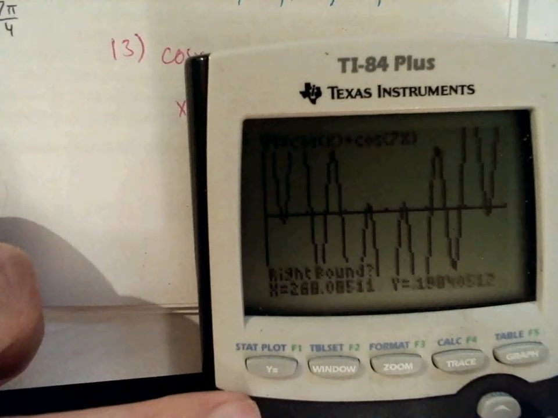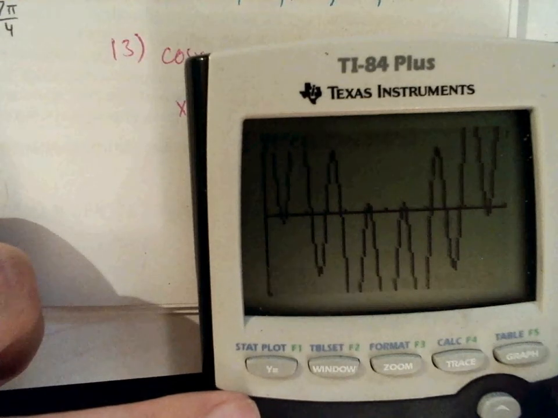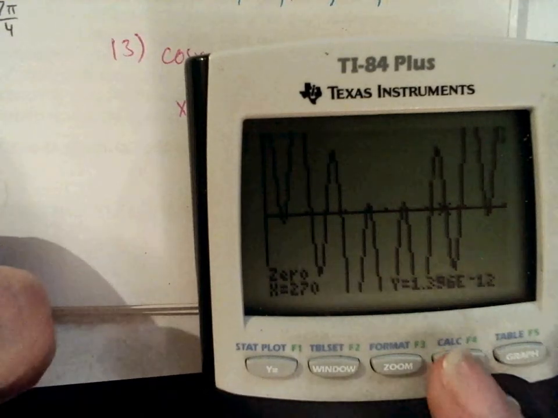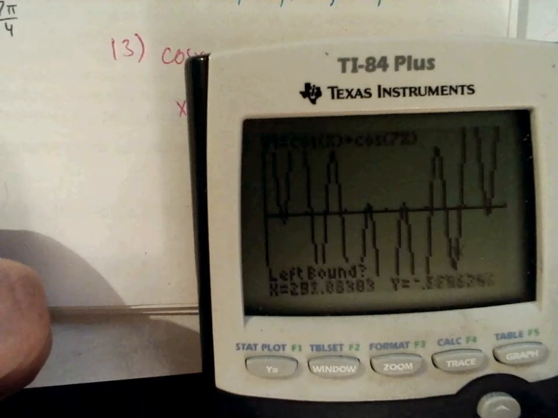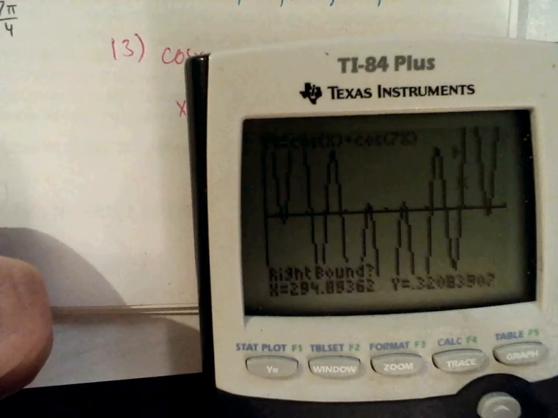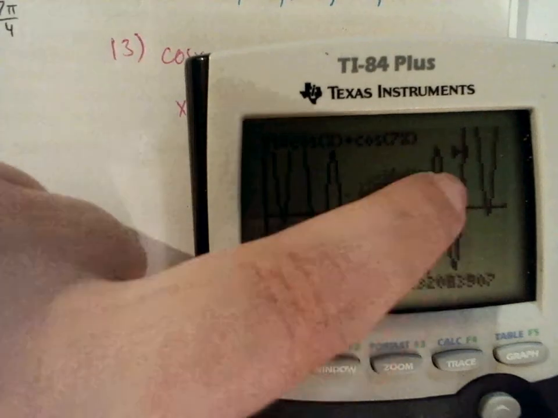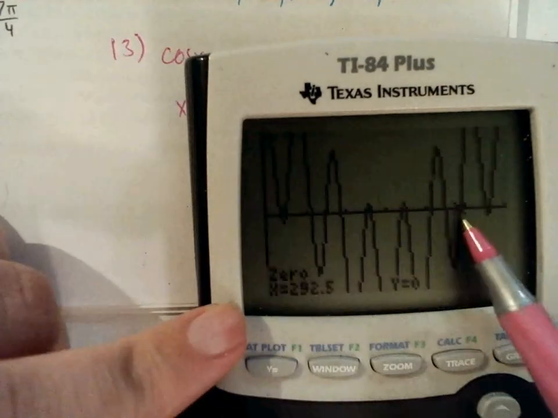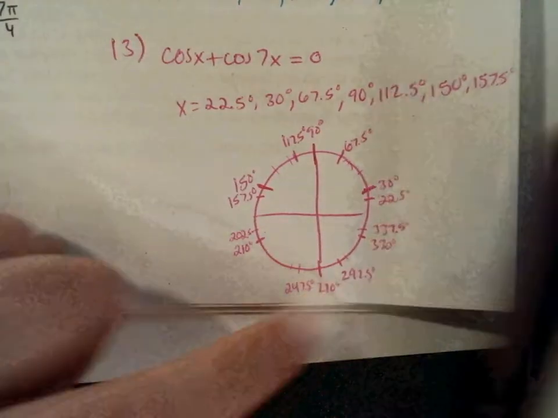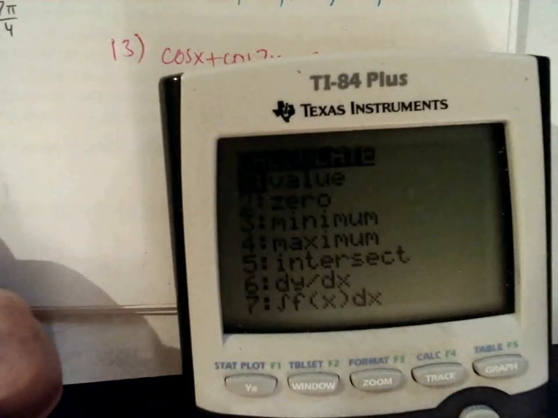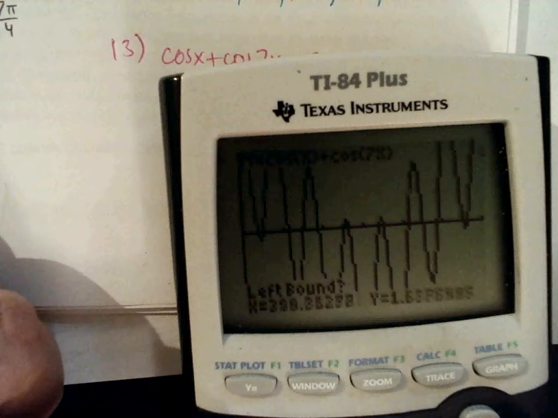So I can calculate 0. This one right here. Press enter. Press enter. I'm pretty sure this is going to be the 270. Yep. So I can calculate the 0. Okay, so below and then above, find the intersect, or find the 0, and that's going to be 292.5. Good. 292.5.